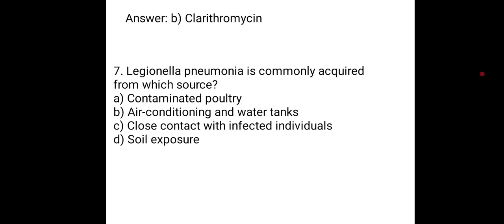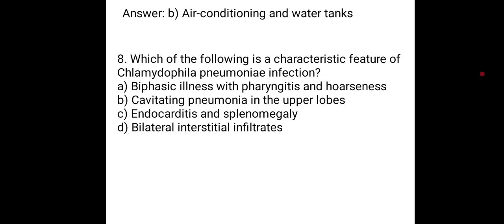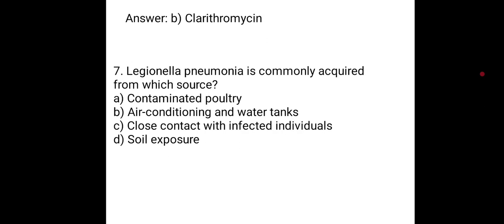7. Legionella pneumoniae is commonly acquired from which source? A. Contaminated poultry. B. Air conditioning and water tank. C. Close contact with infected individuals. D. Soil exposure. The correct option is B. Air conditioning and water tank. Legionella pneumoniae is commonly acquired from air conditioning and water tank.